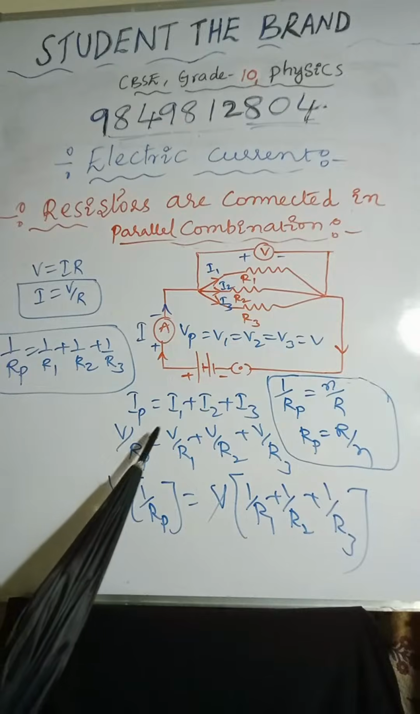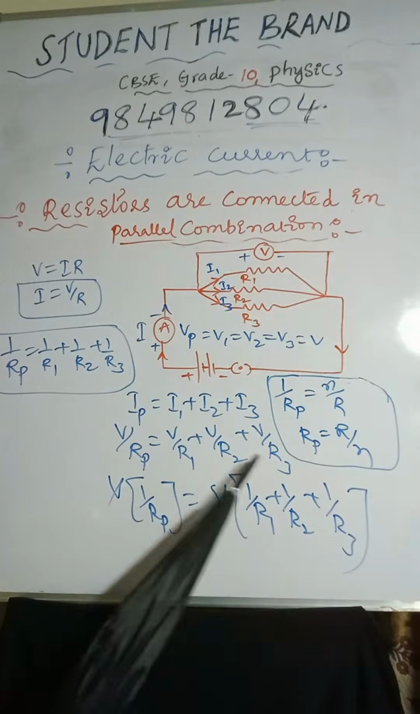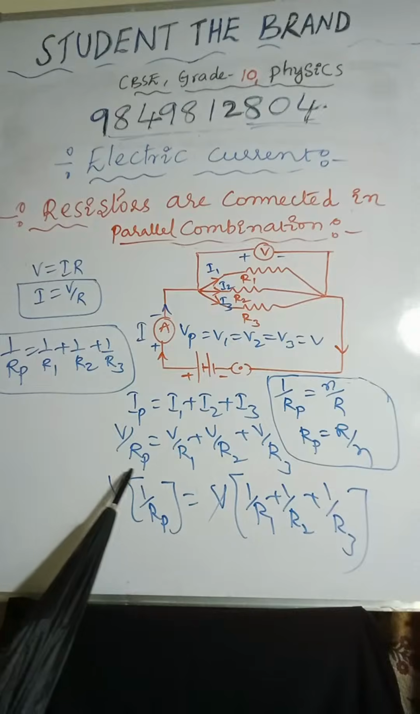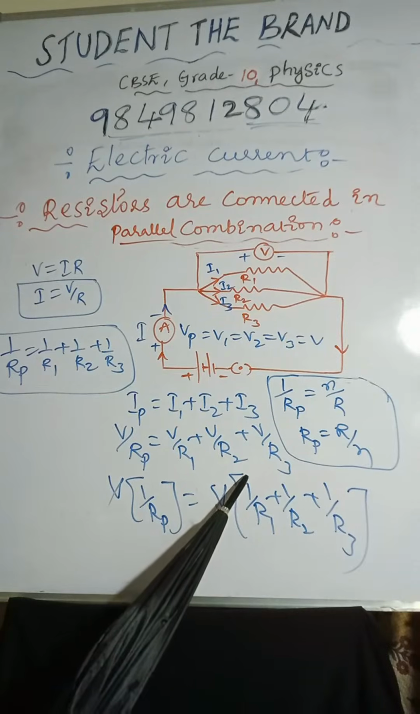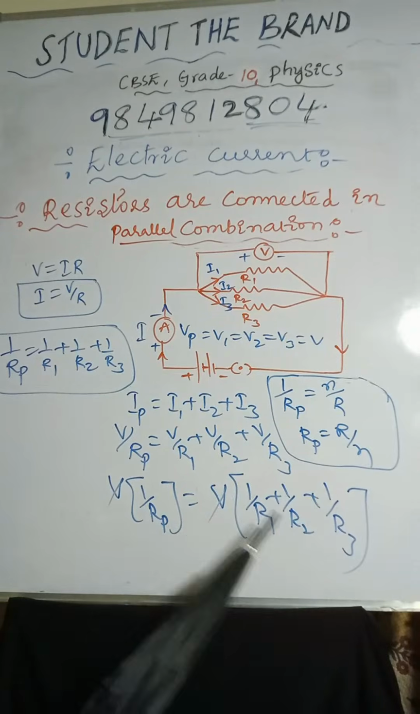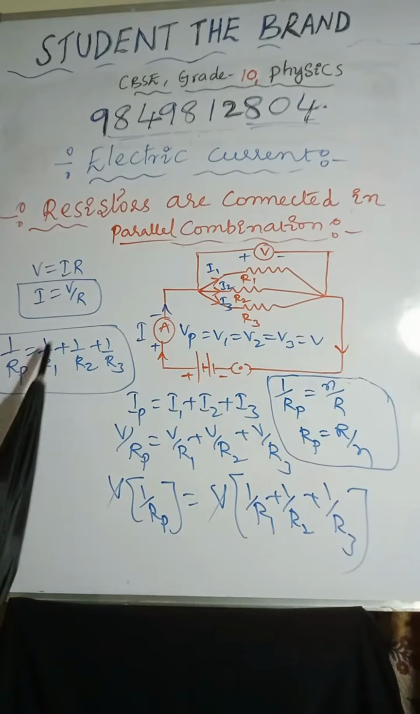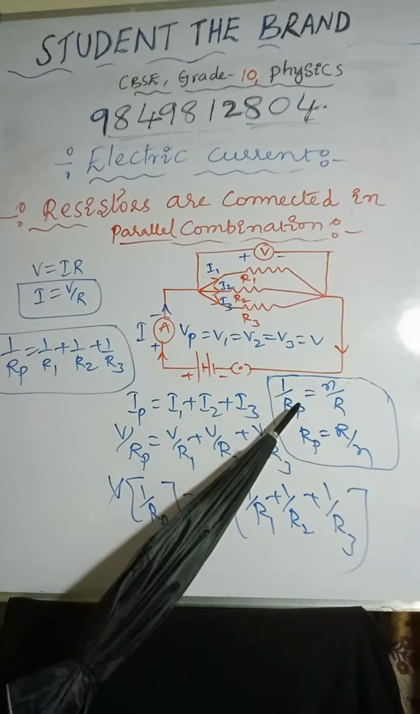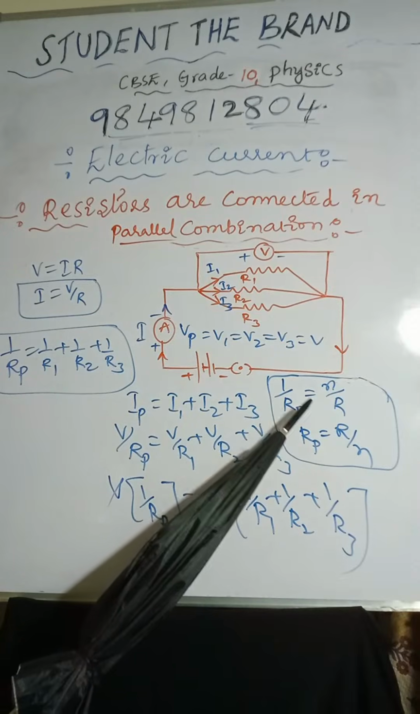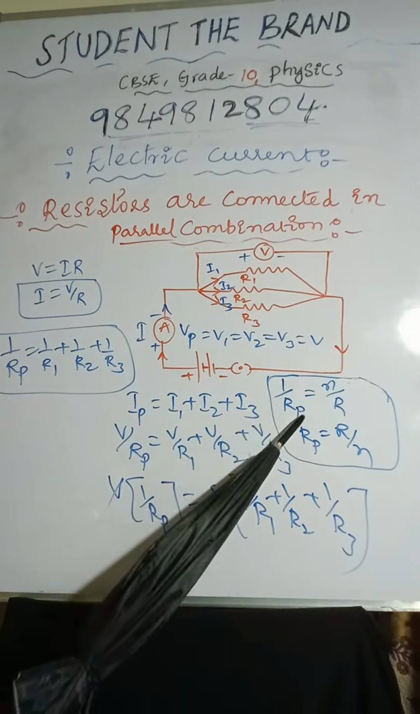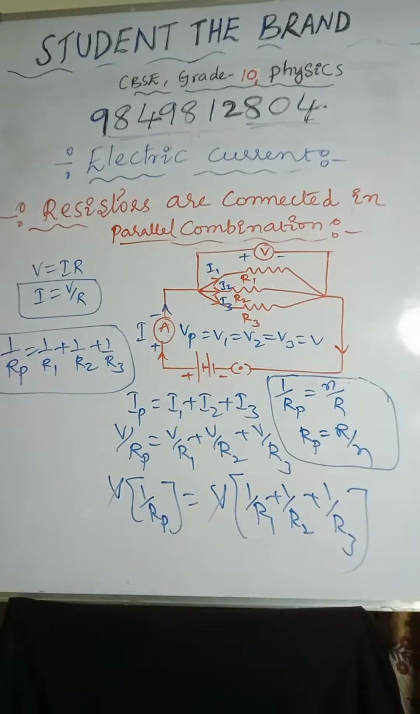So V by Rp equal to V by R1 plus V by R2 plus V by R3. Taking V common, 1 by Rp equal to V into 1 by R1 plus 1 by R2 plus 1 by R3. V will get cancelled. The remaining value is 1 by Rp equal to 1 by R1 plus 1 by R2 plus 1 by R3. If n number of resistors are connected in parallel combination, 1 by Rp equal to n by R, Rp equal to R by n.